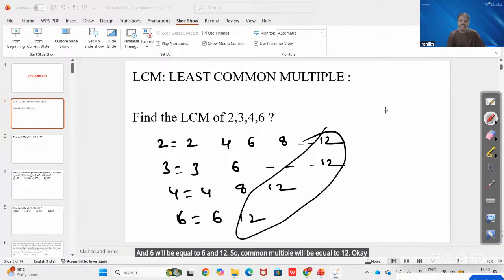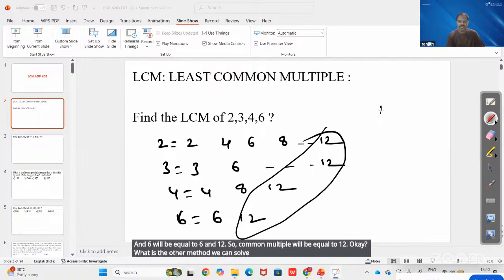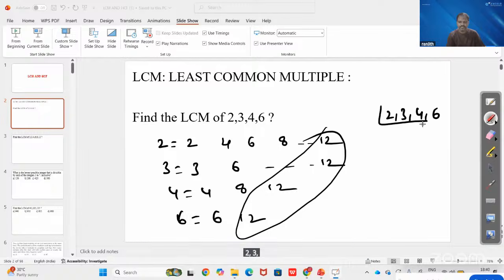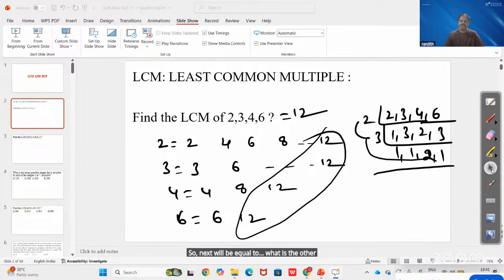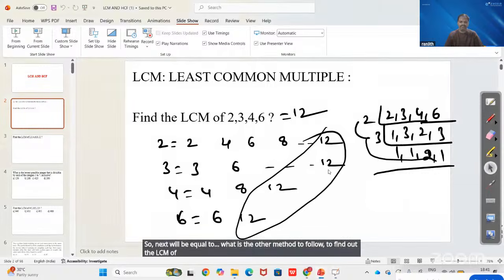Okay. What is the other method we can solve 2, 3, 4, 6 with? 2 ones are 2, 2 twos are 4, 2 threes are 6. 3 ones are 3, 2 threes are 6, 6 twos are 12. Answer will be 12. So what is the other method to find the LCM of the given numbers?